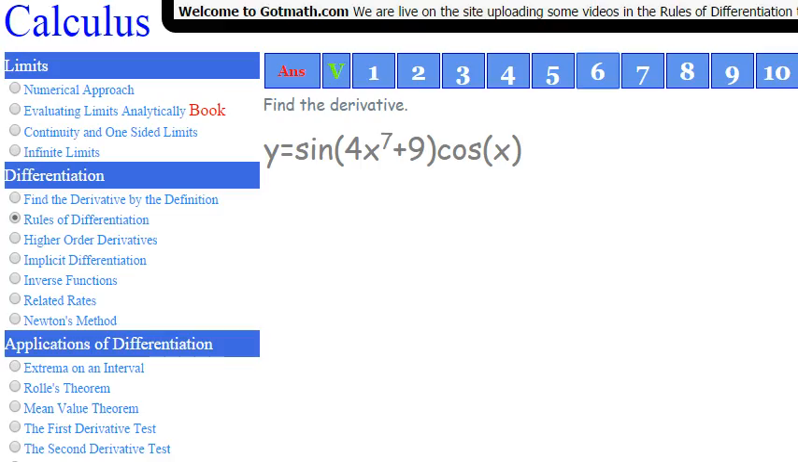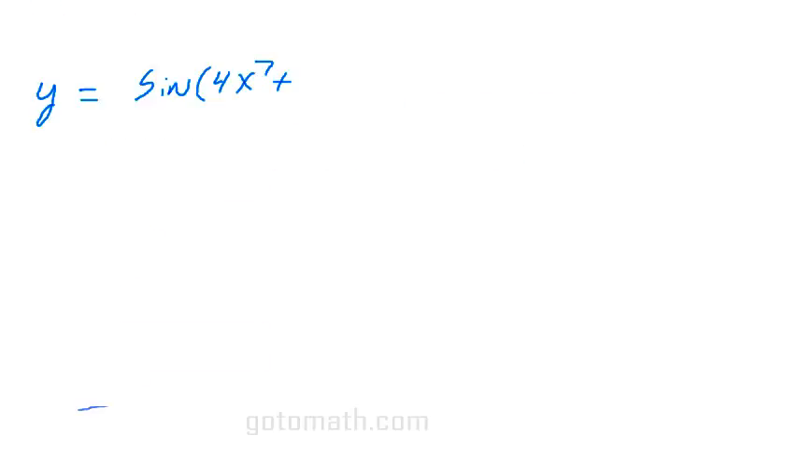Write that out. We have y is equal to sine of 4x to the 7th plus 9, times cosine x.